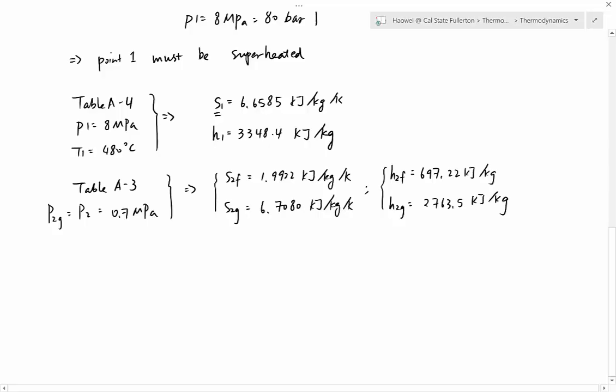So now I have S1 and S2G. So we can do the comparison, which one is actually bigger. S2G is actually bigger. S1 is less than S2G. So what is our conclusion? Point 1 must be to the left of point 2G.